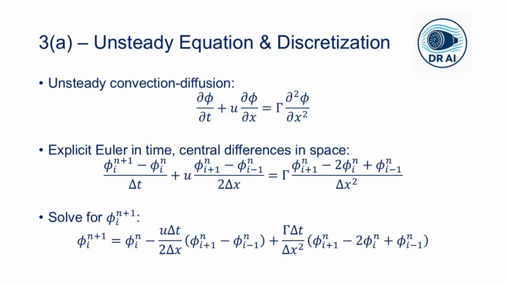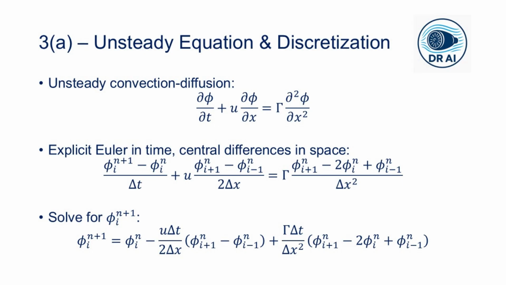Now, moving on to part 3, which is about the stability of the unsteady equation. Here in subpart A, we look at the explicit Euler with central differences. We extend our analysis to the unsteady case. This equation represents the unsteady case as partial phi over partial t plus u partial phi over partial x equals the coefficient half t times the second derivative of phi with respect to x. We discretize the time with the explicit Euler method, which is the simplest time marching scheme.